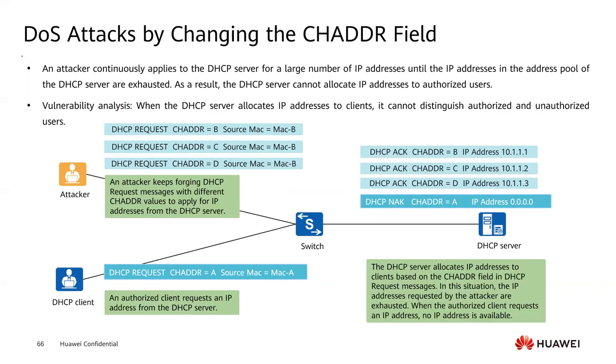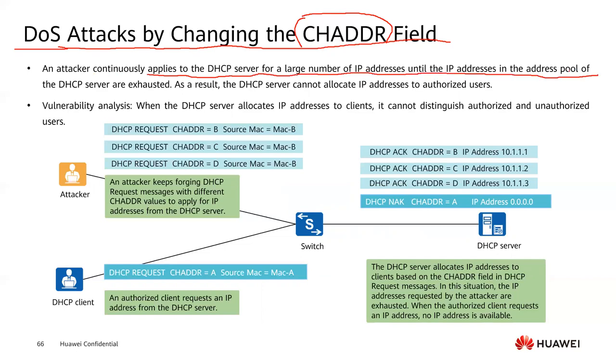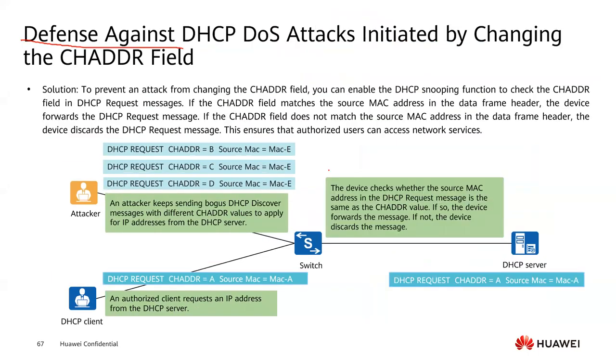Now let's look at the DoS attack by changing the CHADDR field. I have already explained what the CHADDR field is. It means the client hardware address. An attacker continuously applies to the DHCP server for a large number of addresses until the IP address pool is exhausted. As a result, the DHCP server cannot allocate addresses to authorized users. When the DHCP server allocates an address to a client, it cannot distinguish authorized and unauthorized users. So how to defend?